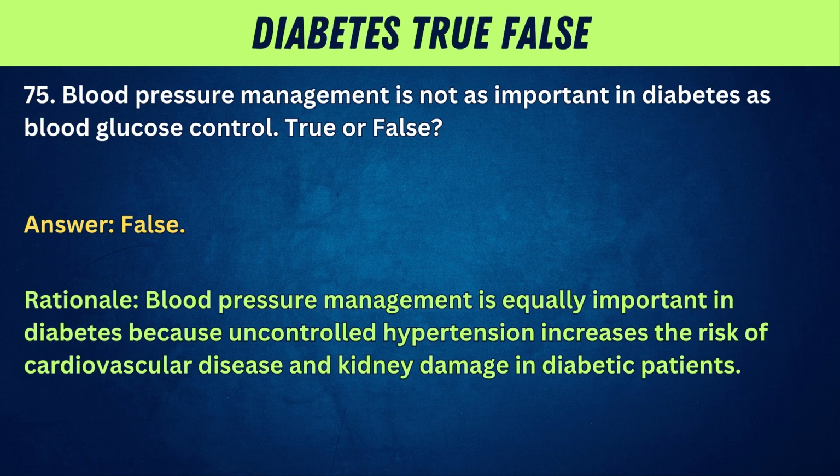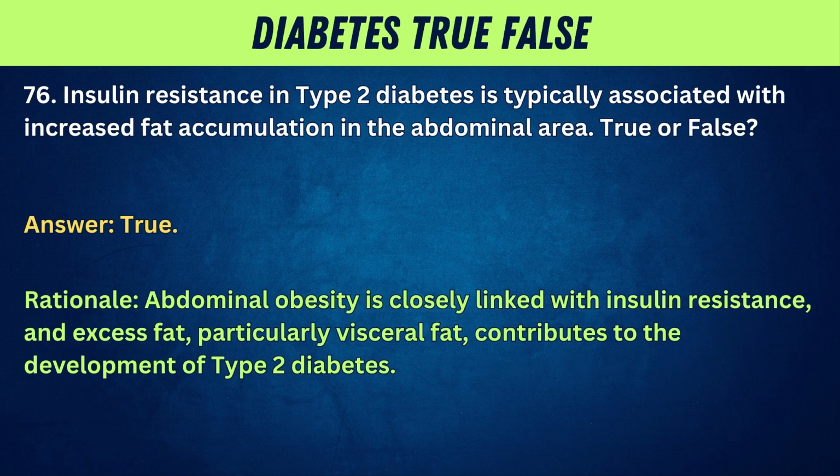75. Blood pressure management is not as important in diabetes as blood glucose control. True or false? Answer: false. Rationale: blood pressure management is equally important in diabetes because uncontrolled hypertension increases the risk of cardiovascular disease and kidney damage in diabetic patients.